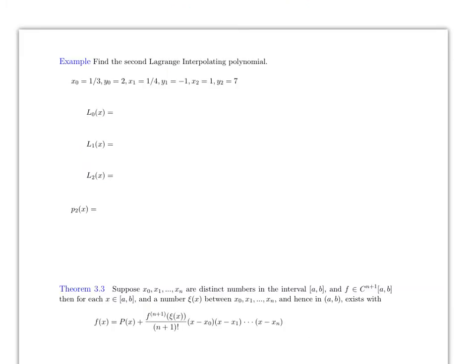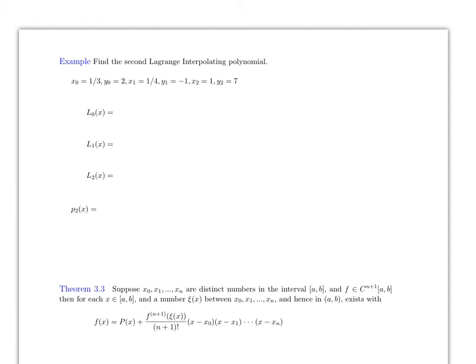Now, if you didn't get the last example, here's your chance to redeem all your sins. Let's do another example. The difference between this and the previous one is that in the previous one you have an actual function where you were getting the data from. Here you just have 3 data points, and you're going to use the data points to find a second Lagrange interpolating polynomial. The process is going to be identical.